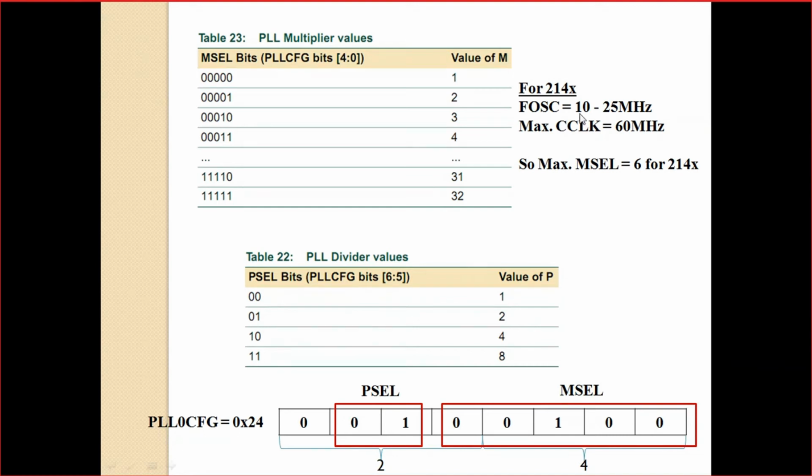F oscillator maximum only 25 MHz you can give, and C clock can be maximum only 60 MHz. You cannot have more than this. Right. Maximum F oscillator is 25, maximum C clock is 60. That is provided by the manufacturer. If you are giving 10, then you can give 6. If you are giving 12, you cannot give 6. You can give only up to 5.